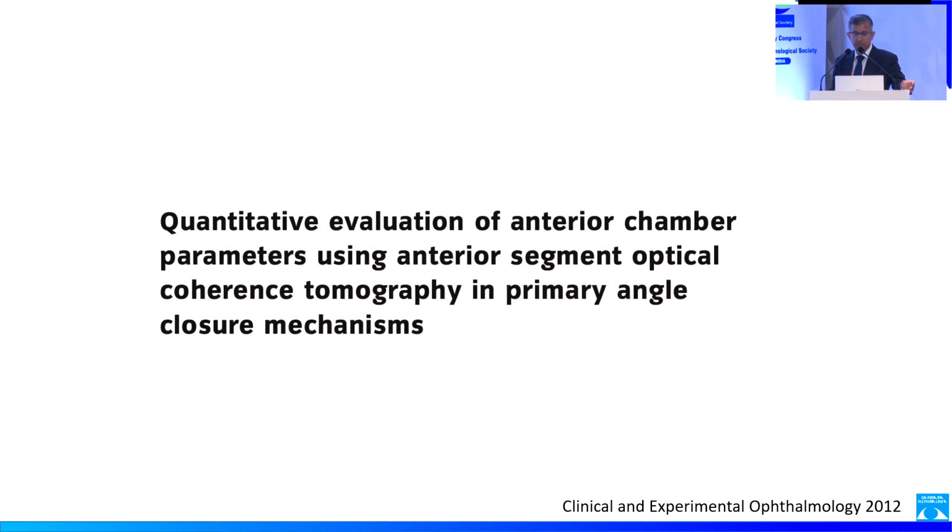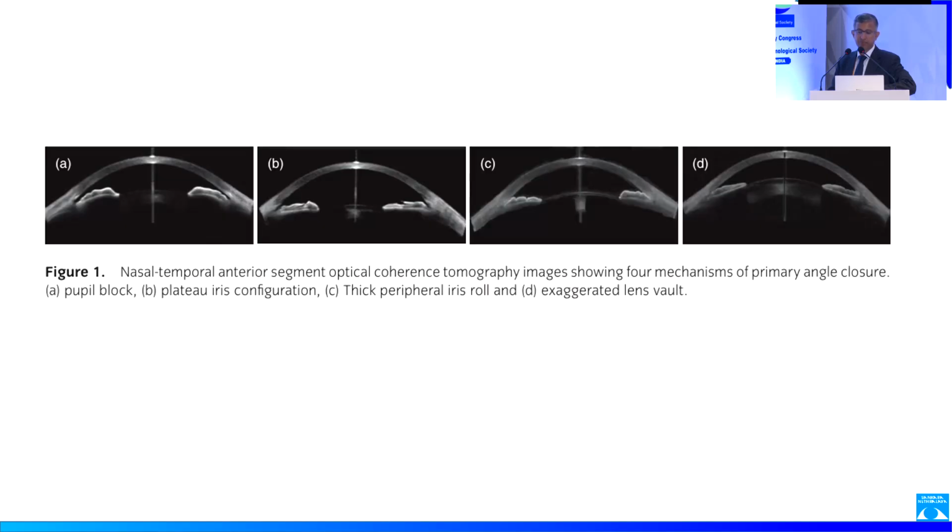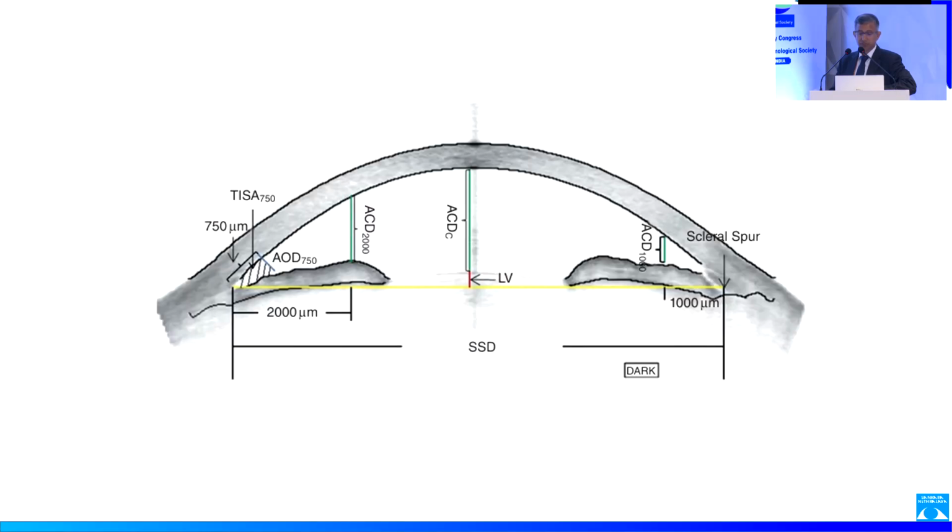Now look at this quantitative evaluation of anterior chamber parameters using the AS-OCT to detect primary angle closure mechanisms. They looked at AS-OCT images, and based on that, tried to define the reason for the angle closure. They divided it into pupillary block, plateau iris, a thick peripheral iris roll, or an exaggerated lens vault. They took all the other measures as well, and just to remind you, the lens vault is the area of the lens which is in front of the line which joins the two scleral spurs.